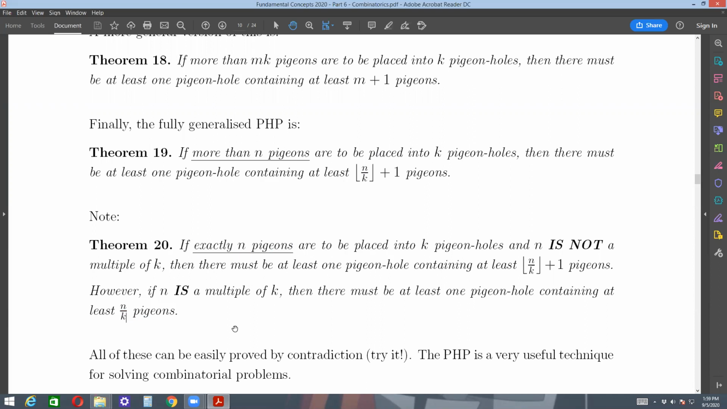Actually, there's a way you could combine these two. If it was exactly n, you could take it as floor of (n minus 1) over k, plus 1, and that would cover both cases. If you compare it to the one up here, using the idea from this one, you could use that down here to combine them if you wanted to.